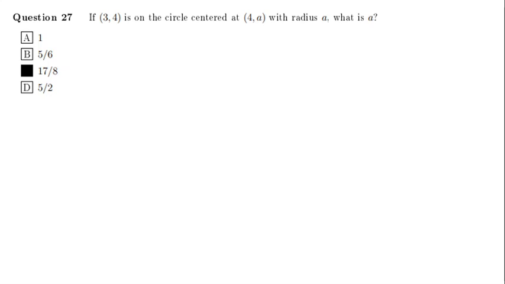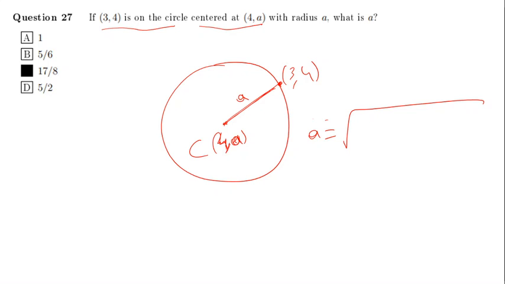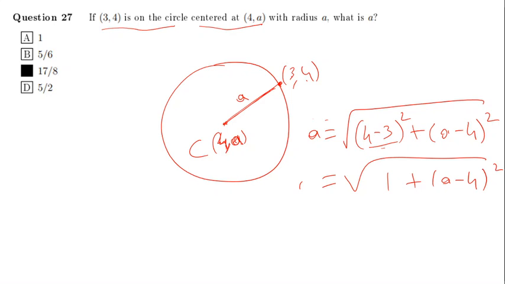So if (3, 4) is on the circle centered at (4, a) with radius a, what is a? It's a circle centered at (4, a). This is the center, and (3, 4) is here. It's on the circle, and the radius should be a. So you can use the distance formula here. The distance a should be equal to the square root of, between these two points, (4 minus 3) squared plus (a minus 4) squared. So this will be 1 squared is 1, plus (a minus 4) squared, and this is equal to a.